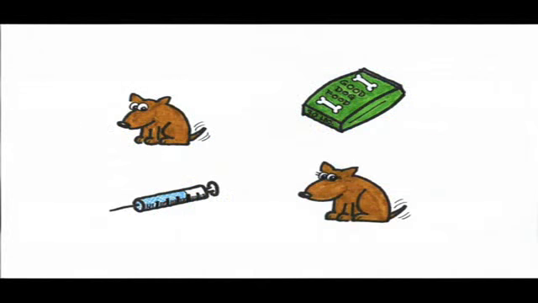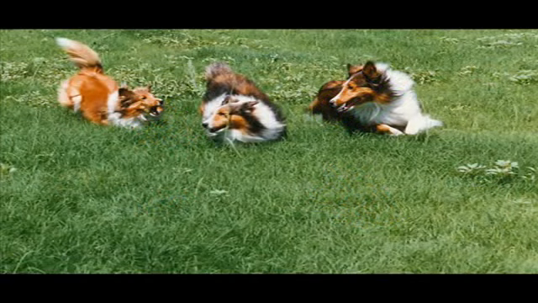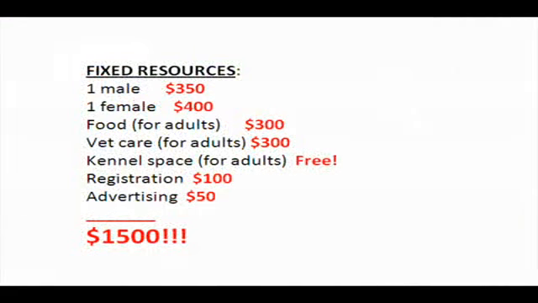When I bought my first dogs, many years ago, the male was $350 and the female was $400. This is the dog world's version of gender bias, I suppose. Demand for females is typically higher, so the price is higher. Food for the adults for a year is about $300. If you're lucky and all the dogs need are basic shots, vet care is also around $300 per year. I happen to have a really big yard, so I don't have to pay for kennel space or dog runs. Let's say that AKC registration for a litter is $100 and that you can run an ad for $50. In the end, the fixed or overhead costs total $1,500.